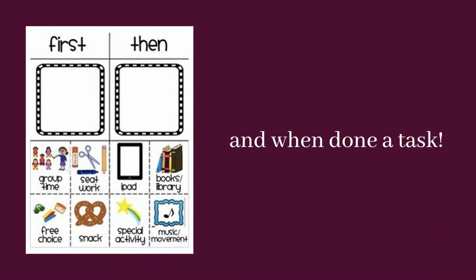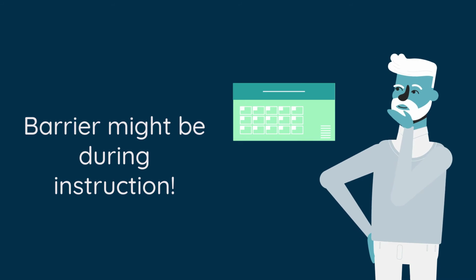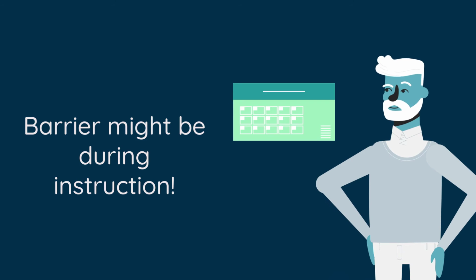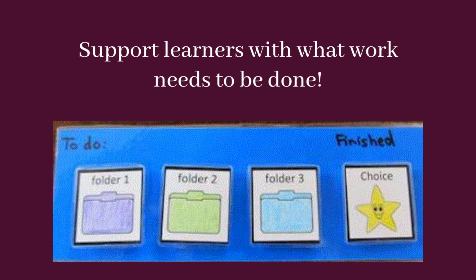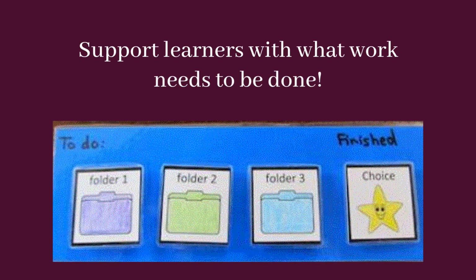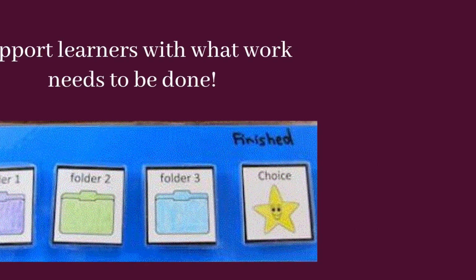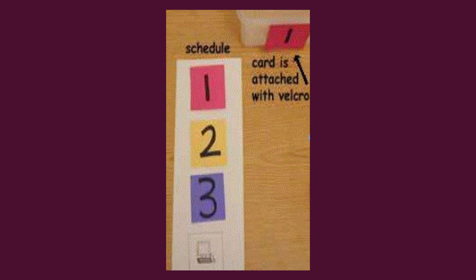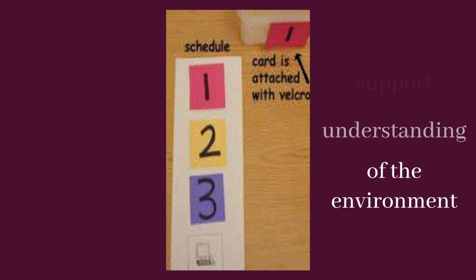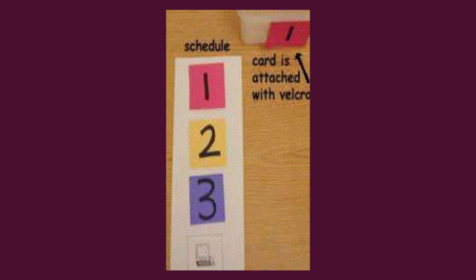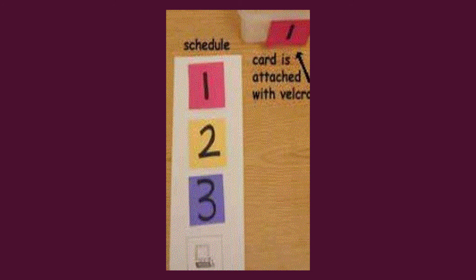For some students, they may understand the routines of the class, what happens when, and so on. The barrier for them might come during the actual instruction. A schedule like the one you see here can support these students with knowing what work has to be completed, how much, and what to do when they are finished. Remember, visuals support understanding of the environment and detail expectations. When these needs are met, you will find engaged students with minimal to no problem behaviors.